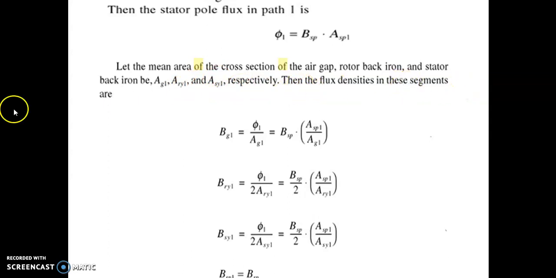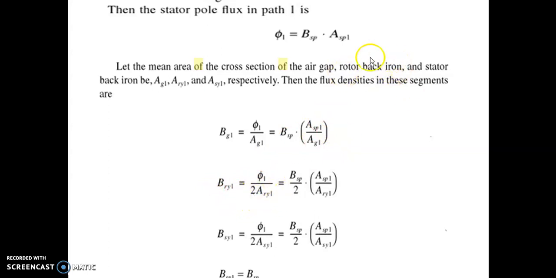Then the flux densities in these segments are BG1, which is phi1 divided by AG1, which is equivalent to BSP into ASP1 divided by AG1, because we know that phi1 is expressed as BSP multiplied by ASP1. So we are substituting that expression. Similarly, BRY1 can be written as phi1 divided by 2ARY1.